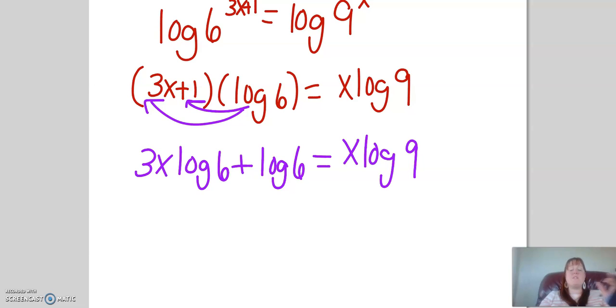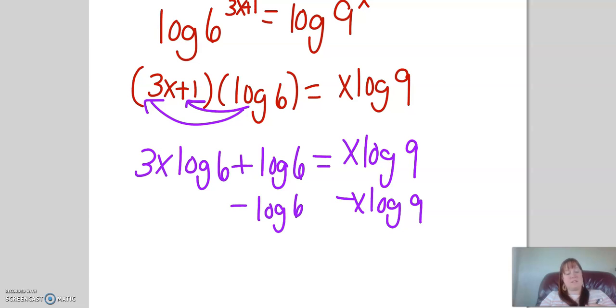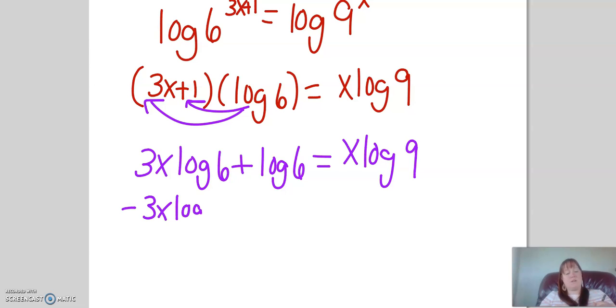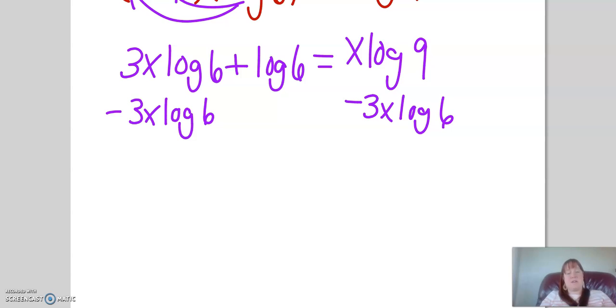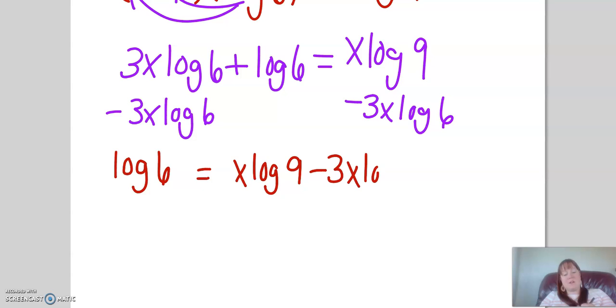Okay, and now I want to get everything with an x on one side and everything without an x on the other. So I'm going to subtract x log 9 from this side, and I'm going to subtract log 6 from this side. We could do it either way. Actually, you know what? We're not going to do that. We're going to do it the other way. We're just going to subtract 3x log 6 from this side. It really doesn't matter. We could do either way. As long as everything with an x is on one side and everything without an x is on the other side. So now we're at log 6 equals x log 9 minus 3x log 6.